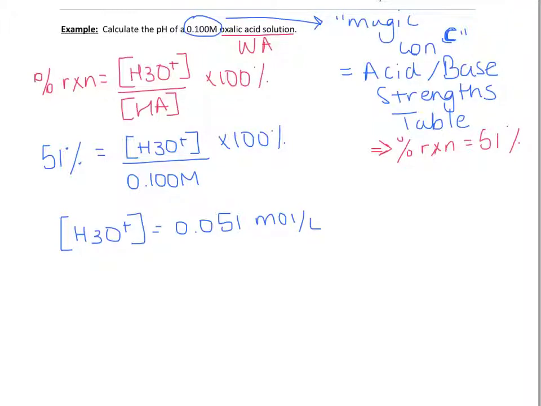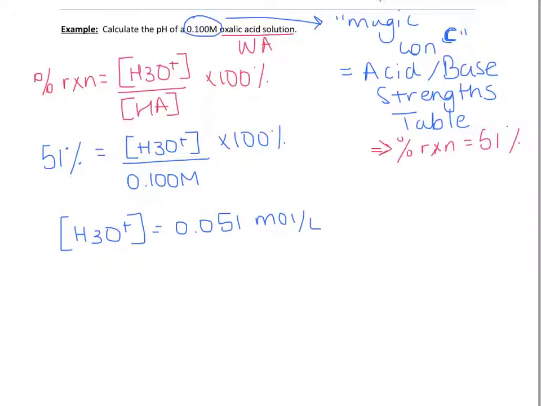So again, we could not approach this question with stoichiometry because we do not have a strong acid. We have a weak acid, so we cannot use stoichiometry. However, we were given the magic concentration of 0.1 molar. Since we have the 0.1 molar concentration, we can use the acids and bases strengths table to find the percent reaction. If we're given a question about a weak acid and we don't have the magic concentration, then we're forced to use ICE tables, which we'll cover in a little bit.